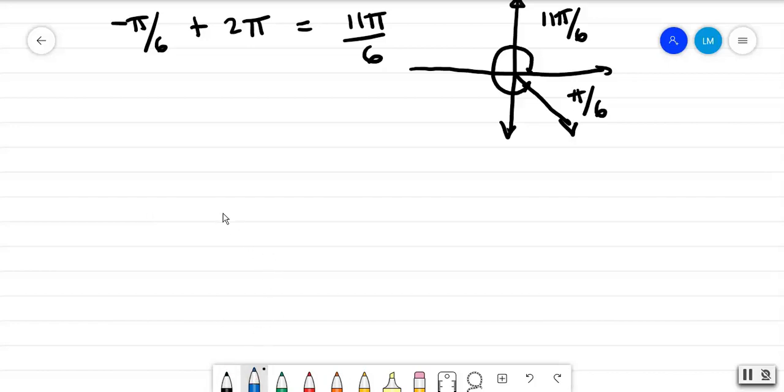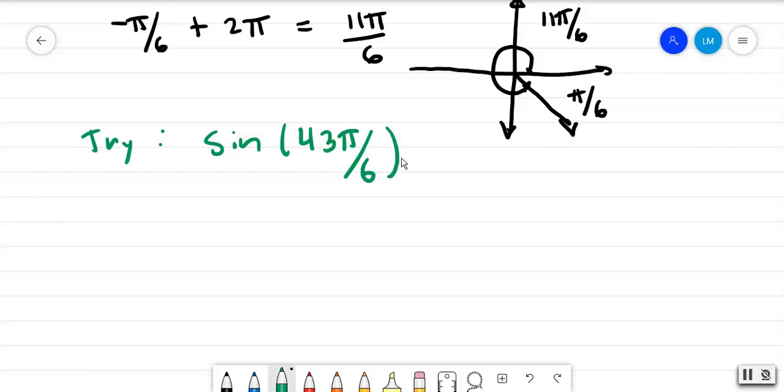So when you're working with these radian measures, you just want to make sure that you have your own method down in terms of how you reduce it. Now, what I want you to do is to try the following. Try sine of 43 pi over 6 and see what you get for this trigonometric function value, because you're going to have to know how to evaluate these, especially if you want an exact value.